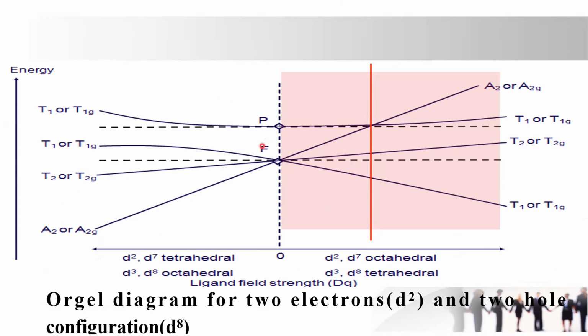Here the F is in the ground state, the P is in the excited state. Here also a graph is drawn between energy versus ligand field strength. Here the 2 electron, 2 hole formalism is adopted. In this case, the F term is split into A2G, T2G, and T1G. The P term is transformed into T1G for the octahedral complex.